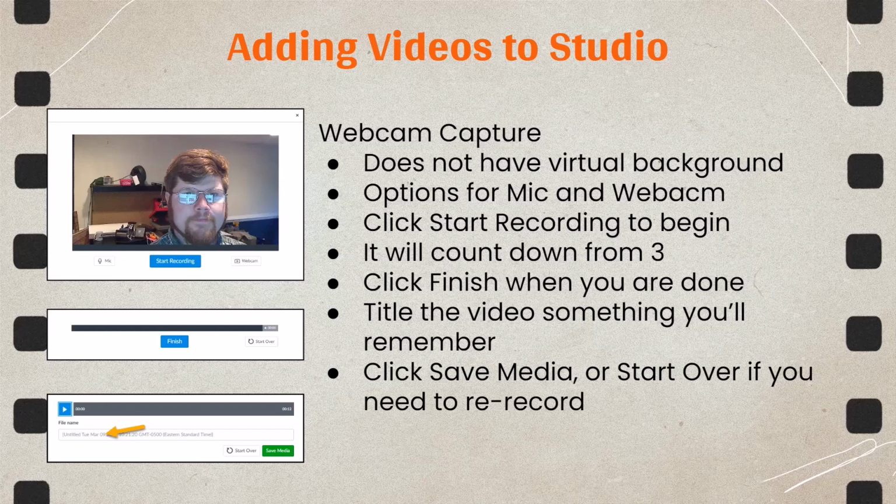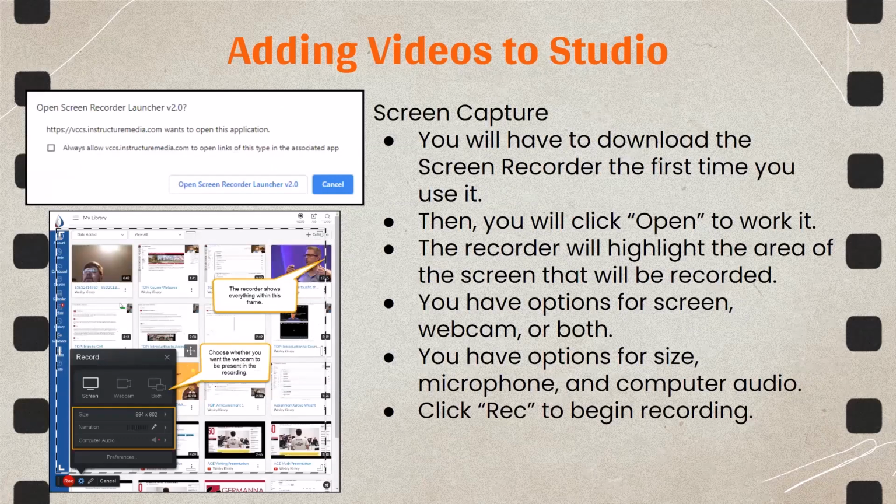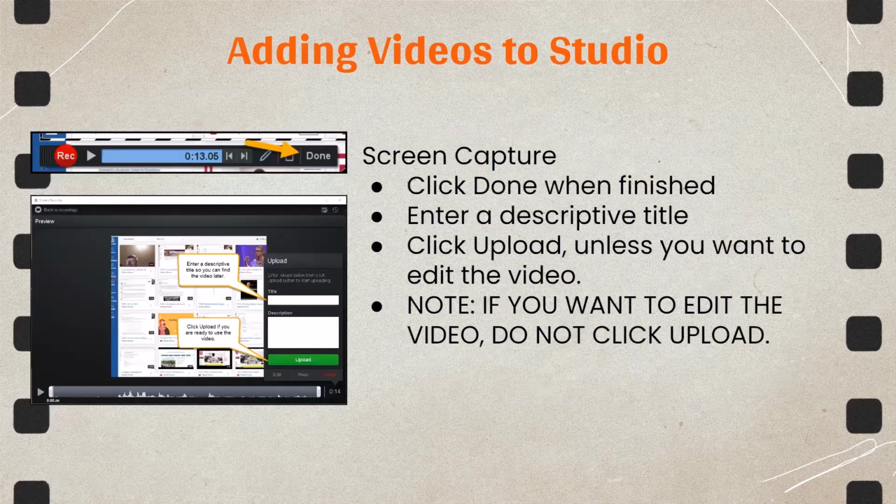It does give you options for mic and webcam, but after you finish recording, you click finish. You want to give it a name. And then if you need to start over because you messed up, you can click start over. I do that pretty often myself. With the screen capture here, you've got the idea for the different options of how you can record that. Moving right along, here we go.